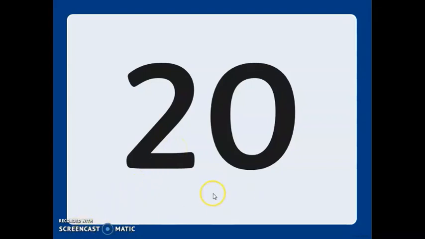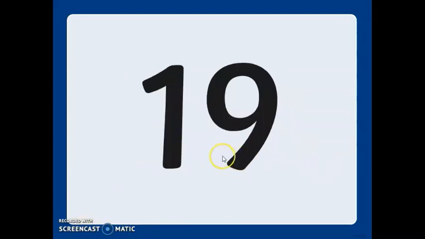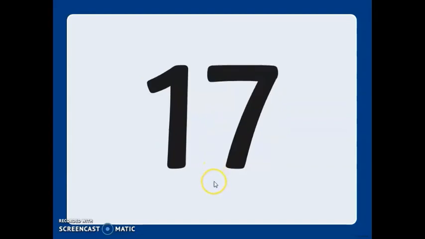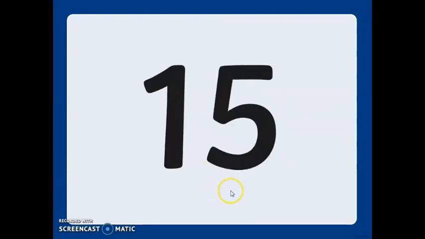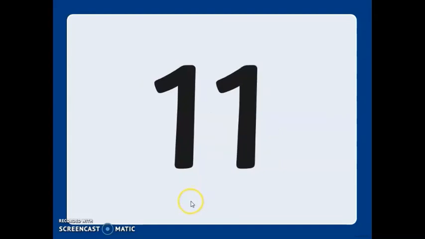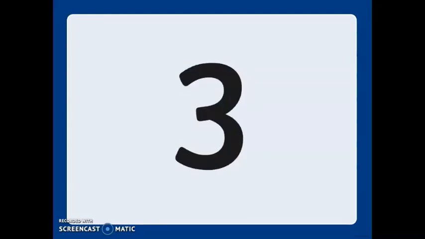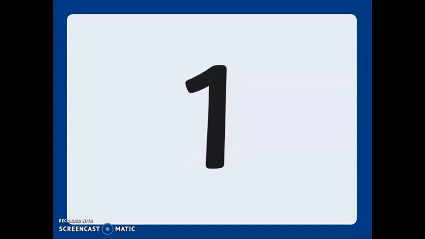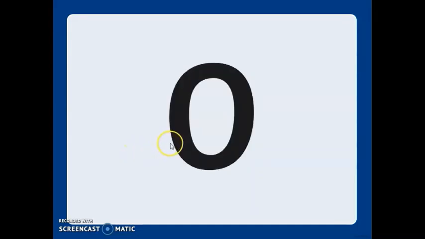Let's go. 20, 19, 18, 17, 16, 15, 14, 13, 12, 11, 10, 9, 8, 7, 6, 5, 4, 3, 2, 1, 0. Well done, students. You have nicely recalled your backward counting from 20 to 0. Now moving on to our next activity.